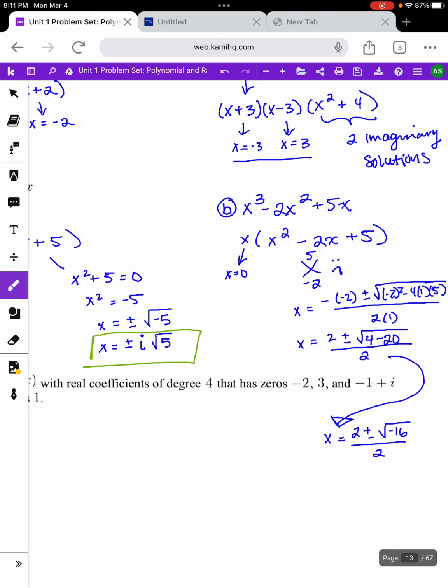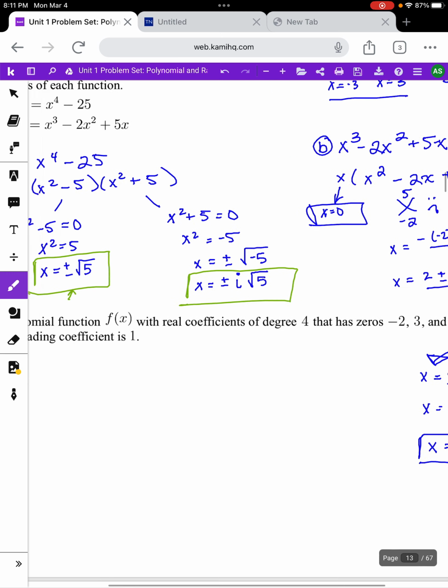Well, the square root of negative 16 is 4i, so this is 2 plus or minus 4i over 2. Both things I can divide by 2. 2 divided by 2 is 1, plus or minus 4i divided by 2 is 2i. So those are 2 more solutions. So we have 3 solutions, right? x equals 0, and then x equals 1 plus or minus 2i.